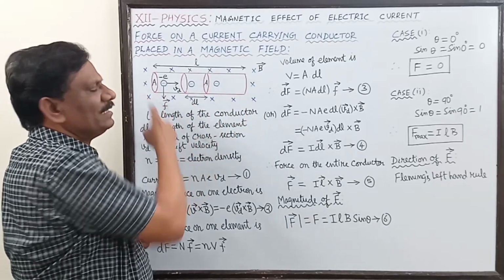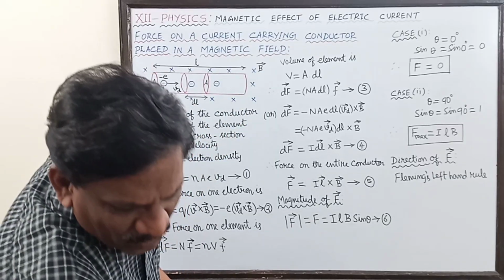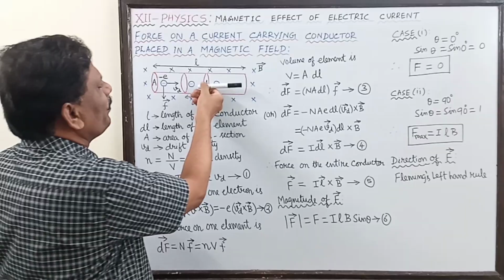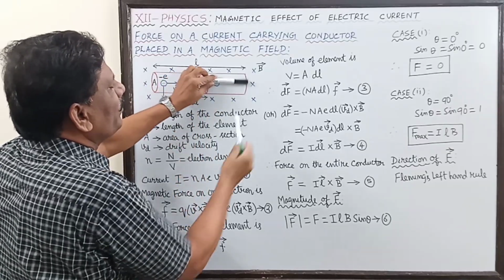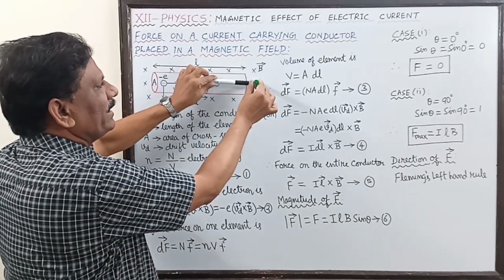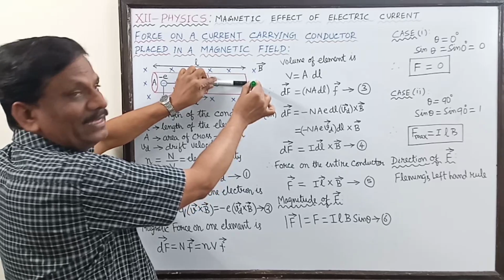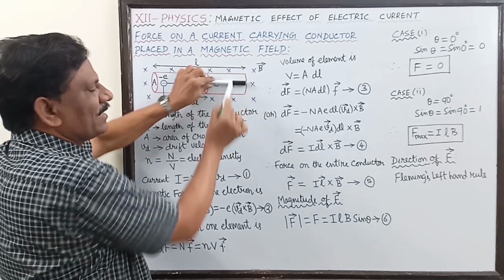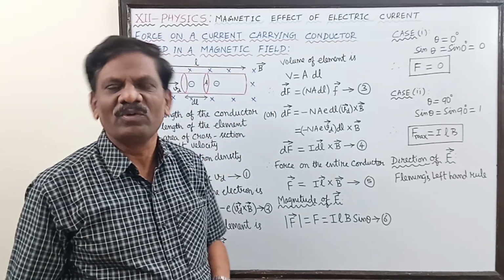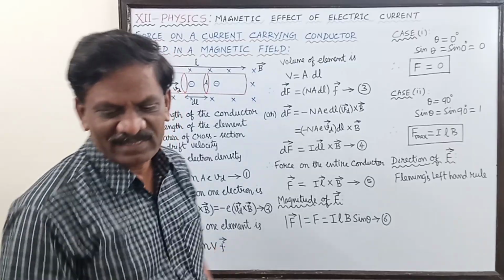Then this is a cylindrical wire. So a cylindrical wire is placed like this, perpendicular to the magnetic field. A conductor is placed perpendicular to the magnetic field, and this conductor is carrying a current. Okay, it is a current carrying conductor.